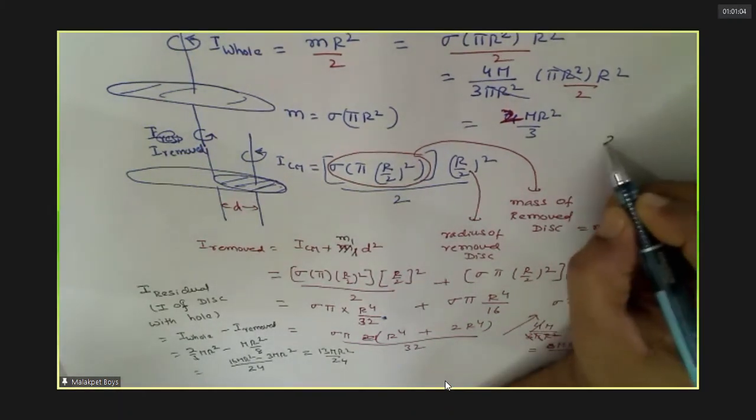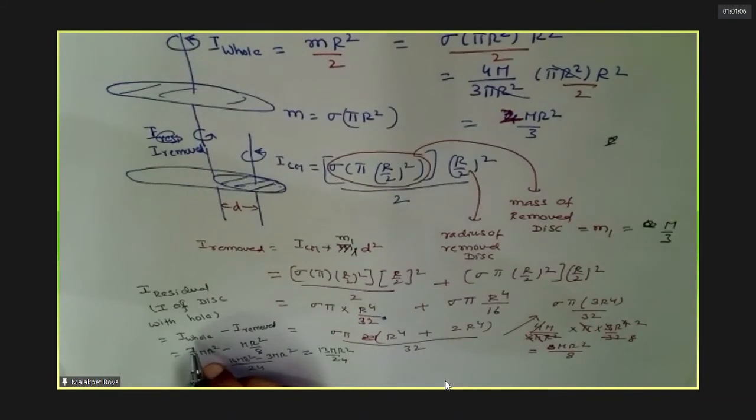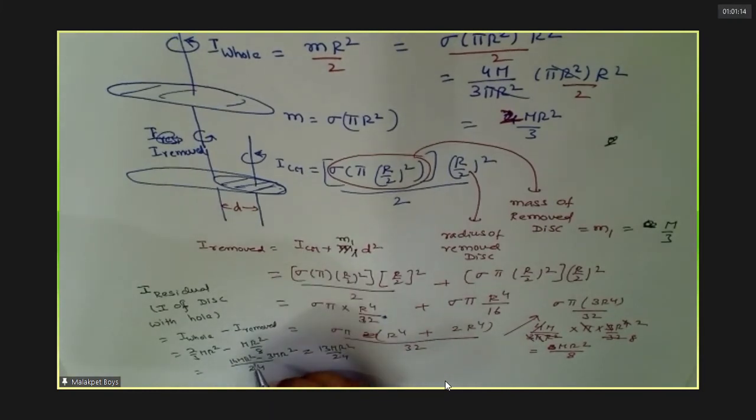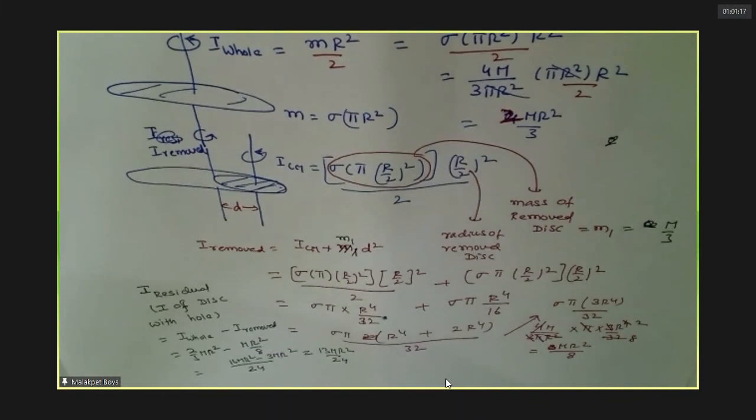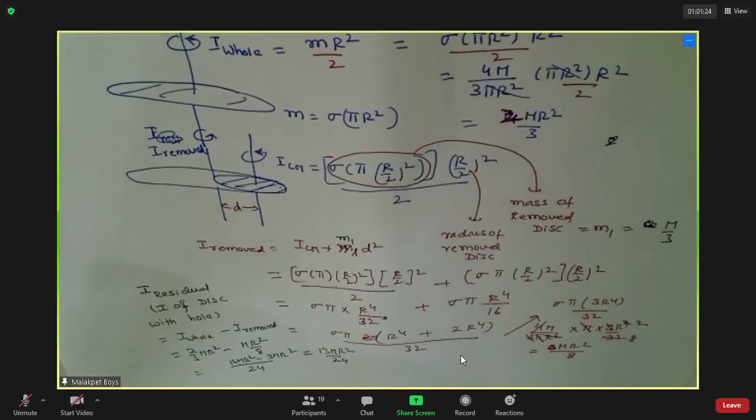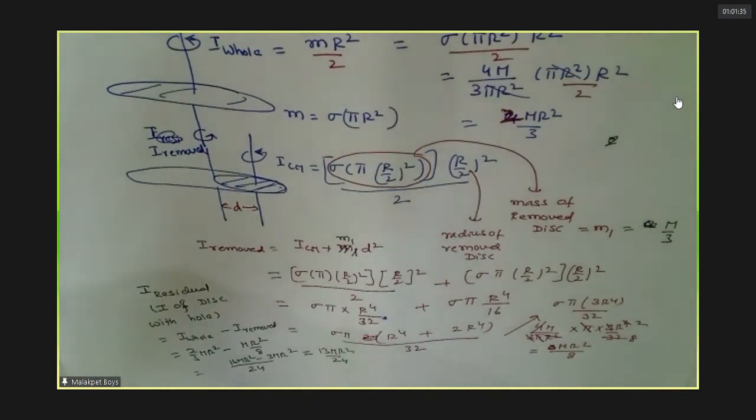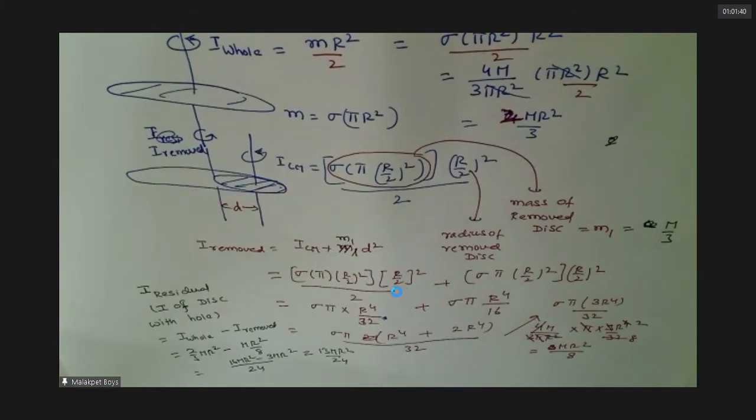Then you have M by 3, 2 by 3 M R square minus... Do it carefully. How much? Any answer? Getting this, a minute, sir. Getting the same answer, sir.